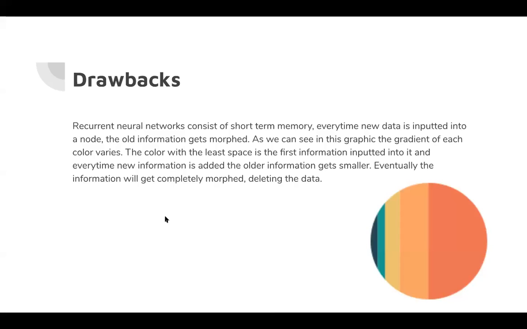So a drawback of recurrent neural networks in specific is that they consist of short-term memory. Every time new data is inputted into a node, the old information gets morphed.